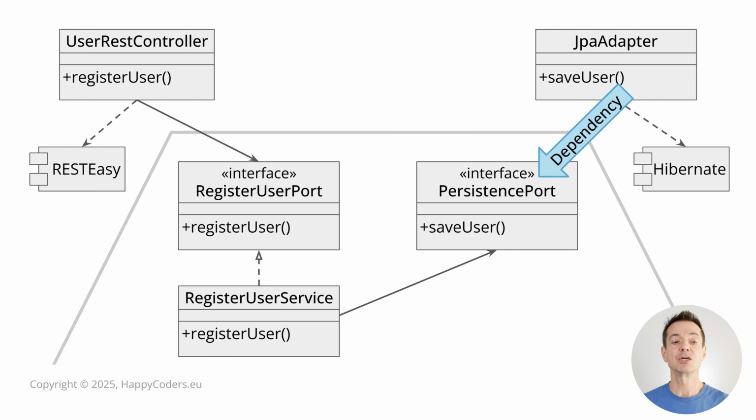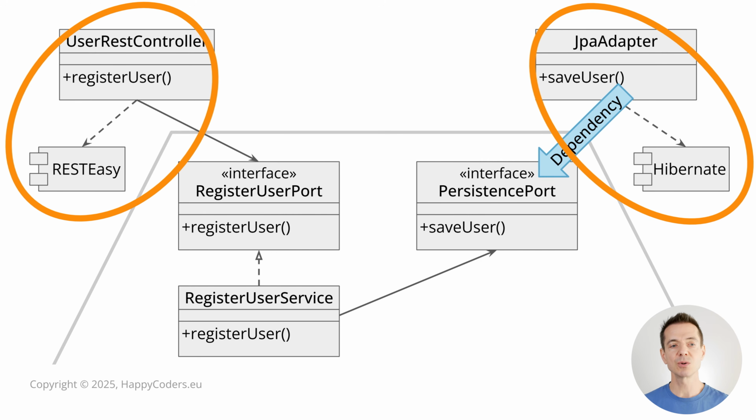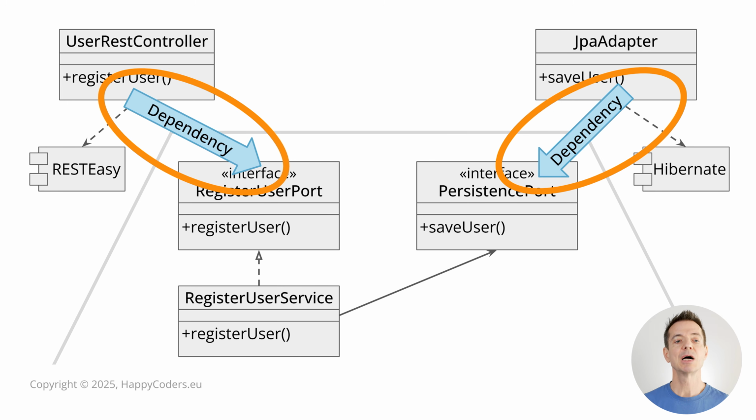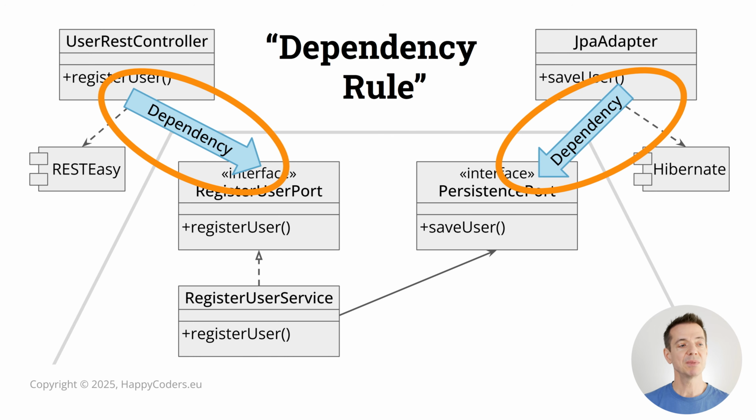So the core has no knowledge of any technical details. It knows neither RESTEasy nor JPA or Hibernate. All these technical details exist exclusively outside the core in the adapters. All dependencies point from the outside toward the application core. This is a fundamental principle of hexagonal architecture, and it also has a name, the Dependency Rule. The Dependency Rule states that all source code dependencies must be directed from the outside toward the application core.